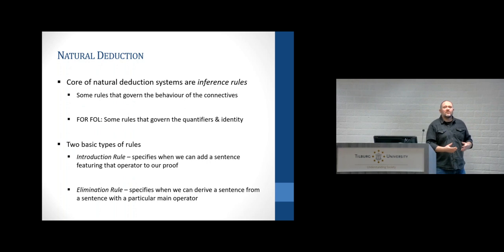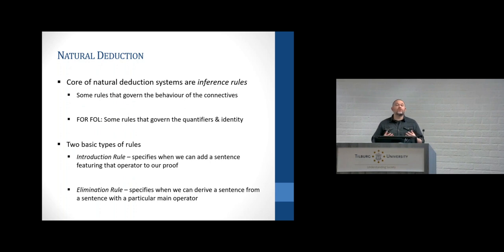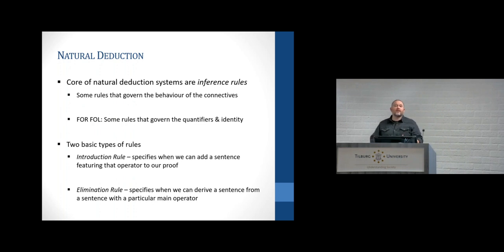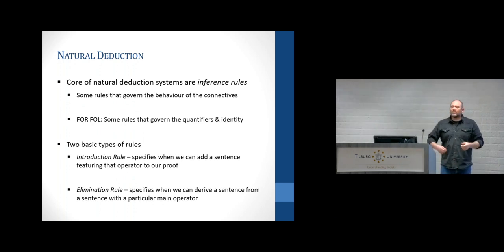The core of a natural deduction system are the rules. Inference rules basically come in two flavors. One flavor are rules that govern the behavior of the connectives. And that's basically all we're going to talk about today, right? Because TFL is basically just built out of the connectives. There's atoms and connectives, and that's it. But when we get to FOL, we're also going to have some special rules that govern quantifiers and identity. But we'll talk about those in 2 weeks' time.